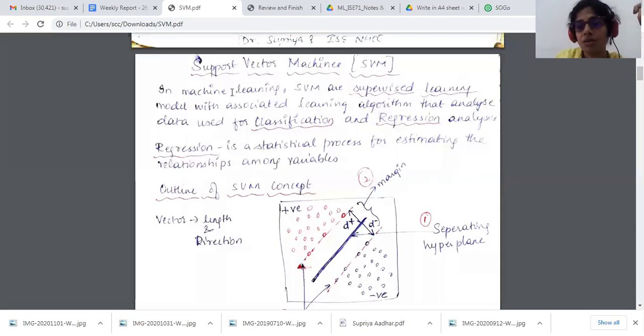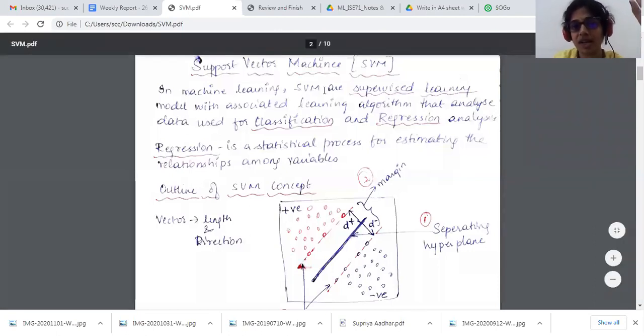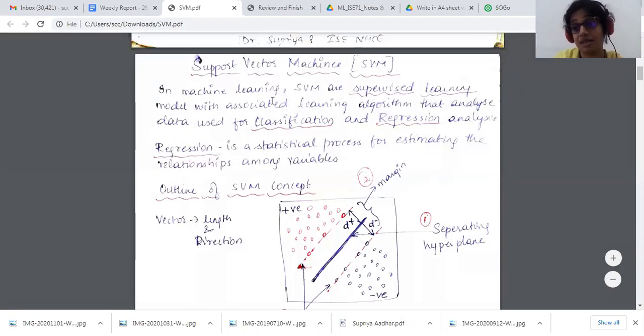Okay, so in machine learning, SVM is basically a supervised learning model which is associated with a learning algorithm. It has a learning strategy that analyzes the data, which is used for classification and regression analysis. So it is used both for classification as well as regression analysis. We have already seen logistic regression and linear regression. Regression is a statistical process for estimating the relationship among variables.